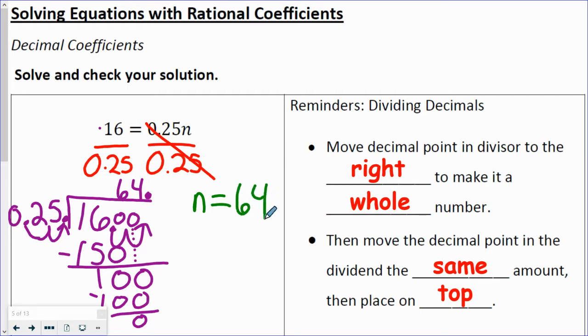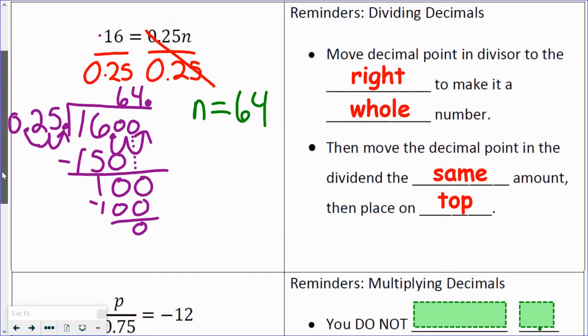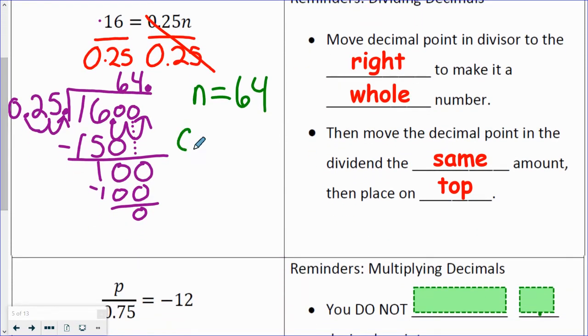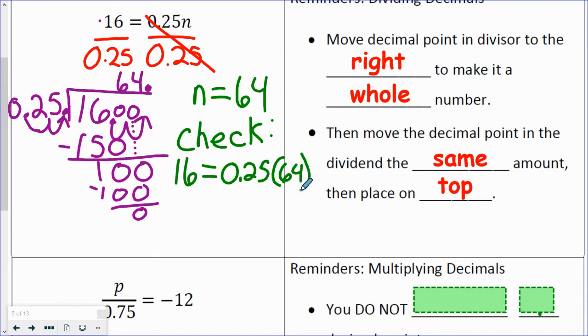But then, as always, we have to come through and check our work. Remember to check the work. You rewrite the equation. So 16 equals 2500, and instead of n, I put my solution of 64. If I had 64 quarters, we want to know, is that going to make $16? Which it does.